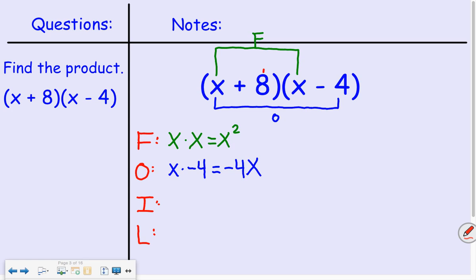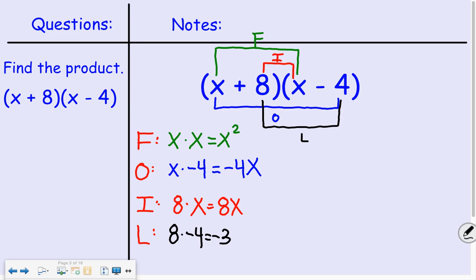Inner, so that is the 8 and the x. And the last, which is 8 and negative 4, which is negative 32. Then I'll look for any like terms. My like terms again are my O and I. Every single problem, O and I will be able to be combined. So it's not a coincidence that on both of the first two examples, we were able to combine O and I. It will always be your O and I that can be grouped together.